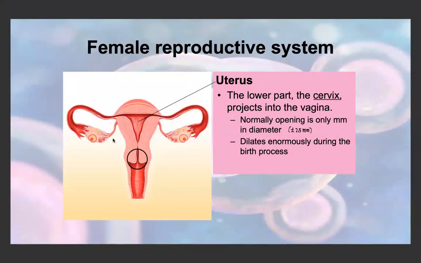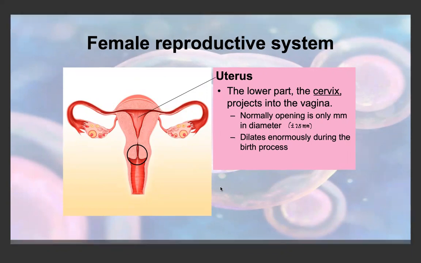The bottom part of the uterus projects into the vagina, and we call this the cervix. During birth, we call the cervix the birth canal. Sorry, during birth, we call the vagina the birth canal. Usually the opening of the cervix is like 2.5 millimeters. It's tiny, but it has to dilate to 10 centimeters during birth.